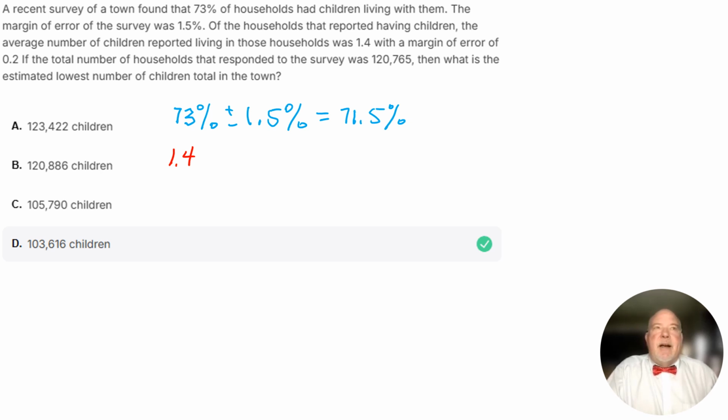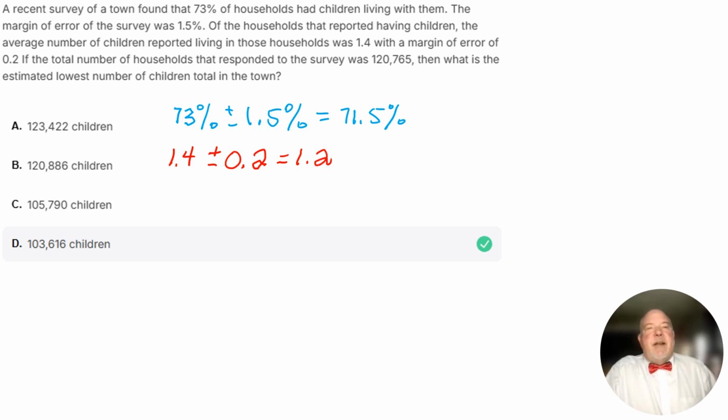So if you take 3 plus 2 and you divide that by 2 to find the average of that, you would get 2.5. And again, that doesn't mean anybody has half a child. It means one household had three, one household had two, and you take the average of that and you get 2.5. Okay, so don't worry about that 1.4. So again, that's 1.4 children per house plus or minus 0.2. And we want to go with the lowest end of that. So we're going to go with 1.2 children per household.